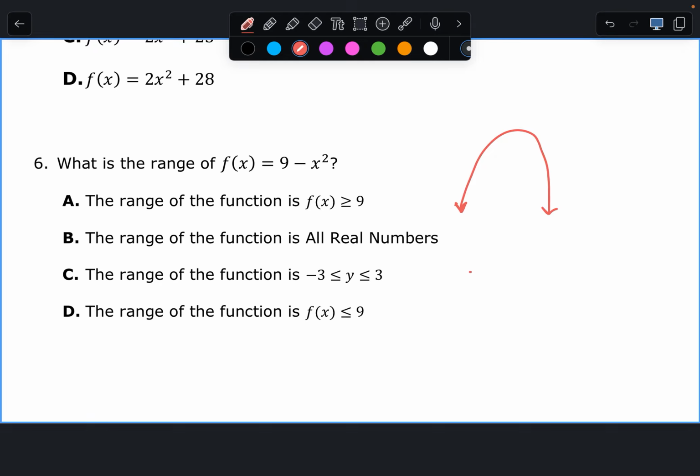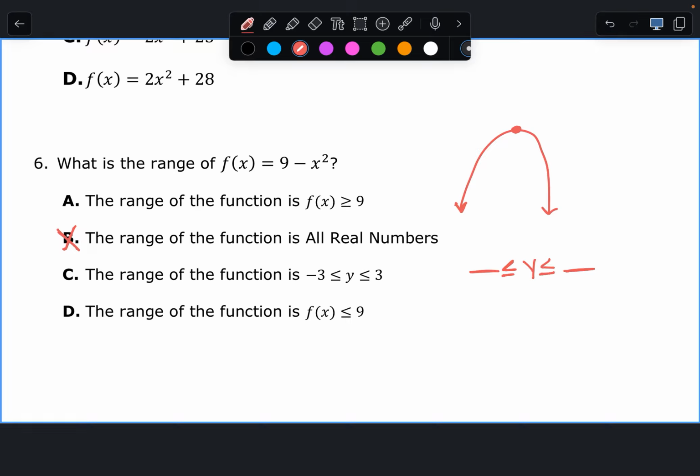Now, we are looking for the range. The range tells us that we're looking for what values? Y. Your y values. Knowing just that much information, that we're looking for the y values, I can get rid of what answer? B. The range can never be all real numbers. Not for parabolas. Parabolas cannot be all real numbers. Okay? Now, from there, I know we have arrows on both sides. I need to know the vertex.